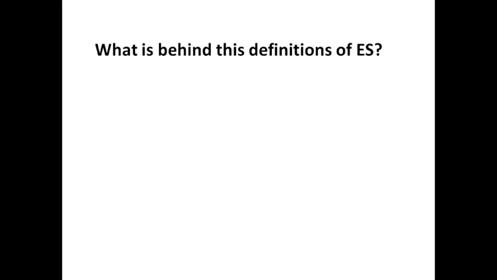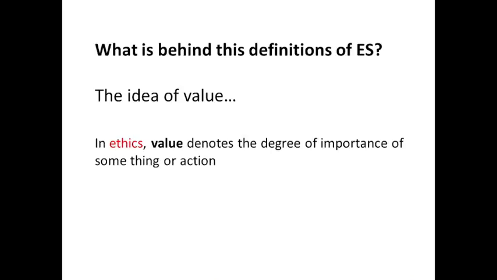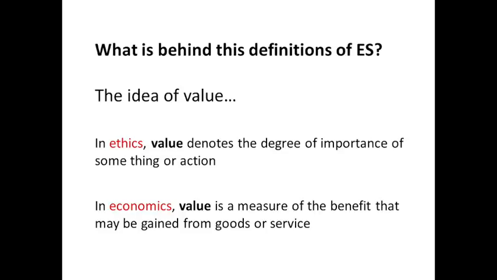What is, in turn, behind these definitions? Actually, it's the idea of value, because most of the attempts to study ecosystem services are associated with putting value on ecosystem services. And value is a tricky concept because it depends on which kind of environment you define value. Value for ethics denotes the degree of importance of something or action. And for economics, value is a measure of the benefit that we gain from goods and services. So those definitions are clearly related with a concept of value related with different disciplines or conceptual spaces.